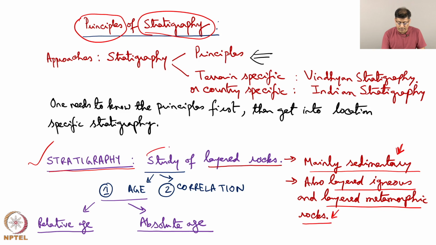What is exactly studied in stratigraphy? Two things: the age becomes very important and the correlation. We try to understand each of these words. Age in stratigraphy can be of two types: the relative age and the absolute age.